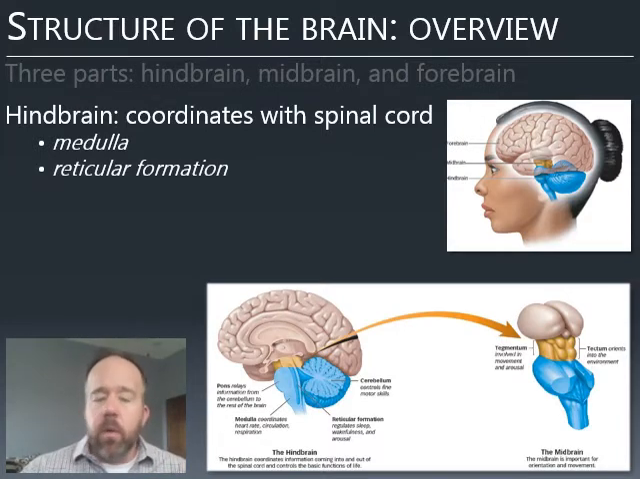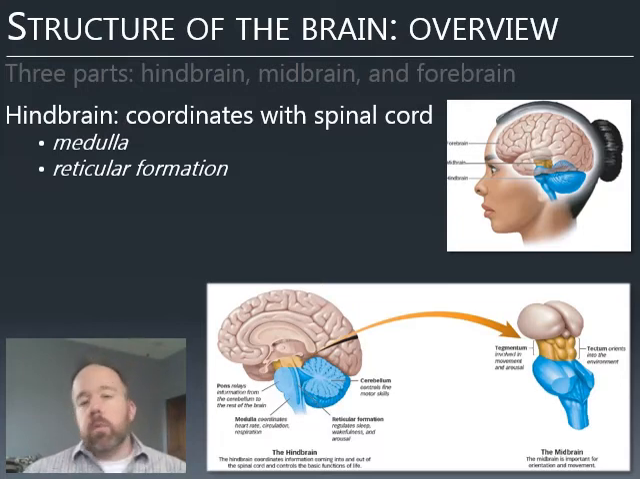You also have the reticular formation, which determines whether or not you're awake. So if you're under anesthesia, those are chemicals that affect activity in the reticular formation. So the reticular formation deals with being awake or asleep.